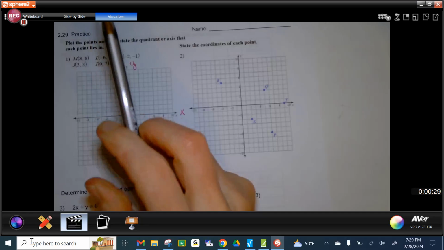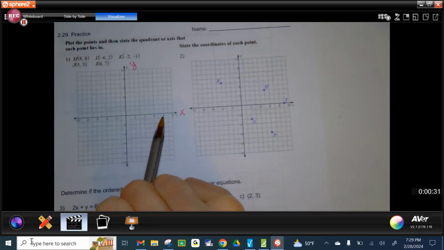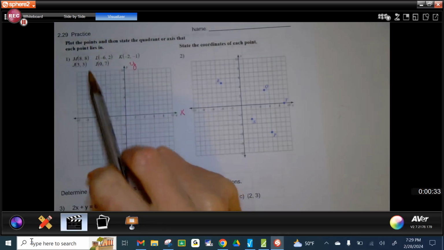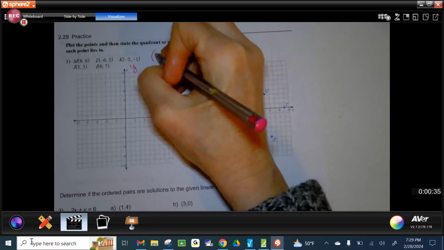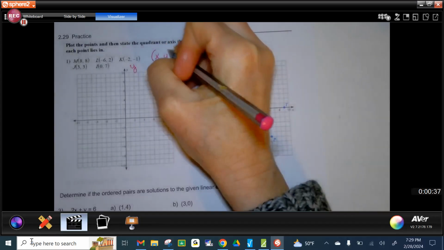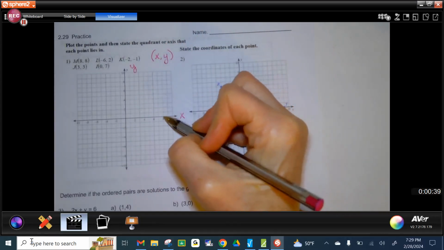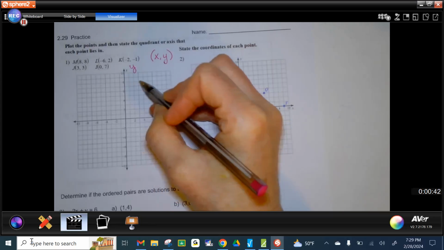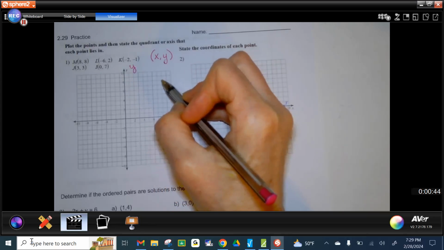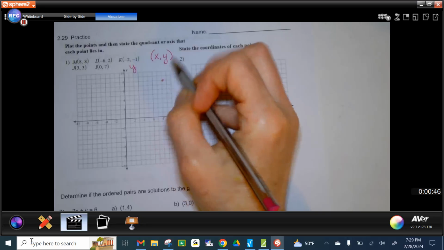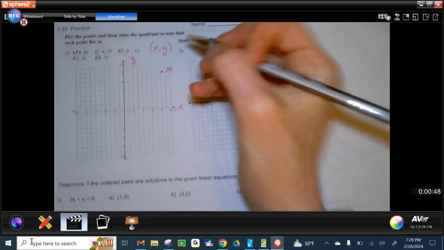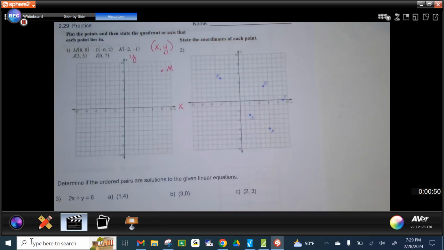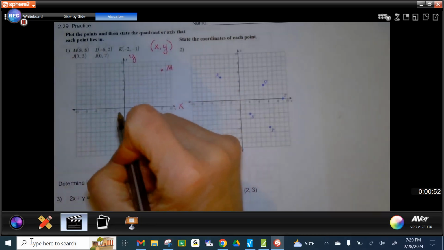This one is (8, 8), so that means I go 8 in the x direction first, right? So let's just make sure we know x always comes first. So we go 8 in the x direction, and then we go up to 8 in the y direction. These numbers are a little hard to read, but that's M, and label your letter, your point. I'll do another one, and then you're going to do the rest.